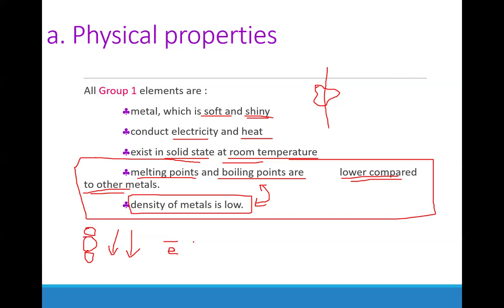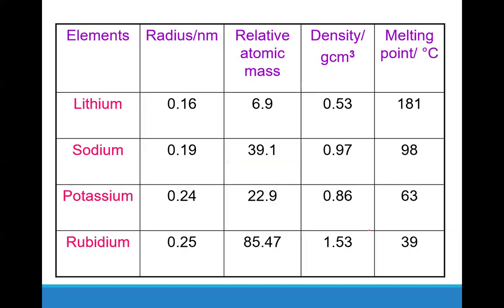The density of these metals is also low, and this is for the same reason: these individual metal atoms are farther apart because of the weak force of attraction, and that's why they're not as densely packed as the other metals.